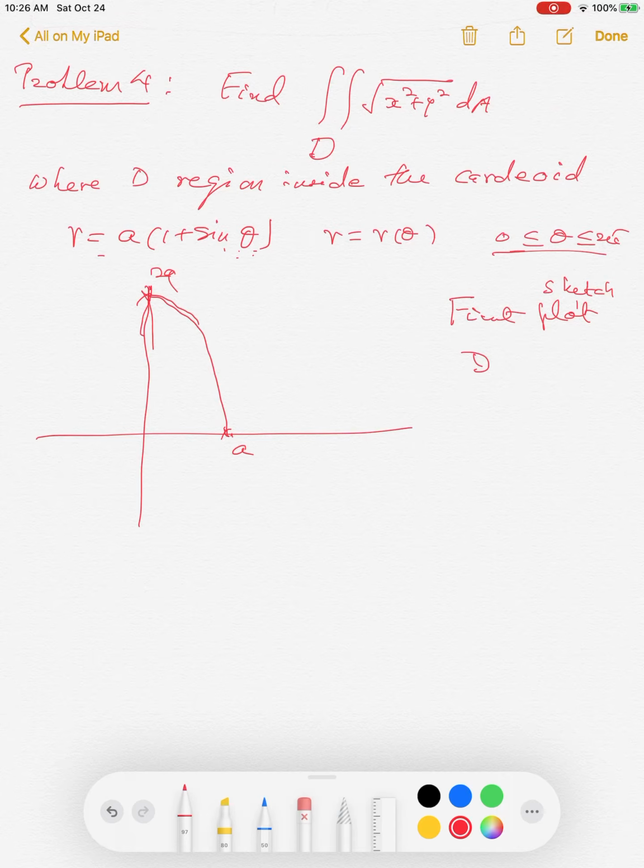Now as theta goes between pi by 2 and pi, at pi sine theta will be 0, so r will be again a, and the angle is pi, so you will be at this point, and it's going to be symmetric. The polar coordinates of these points are (a, 0), (2a, pi by 2), and (a, pi), since r is always positive. Now as theta increases, sine theta is negative, and at 3 pi by 2 sine theta is minus 1, so r becomes 0. So you get a curve which is like this.